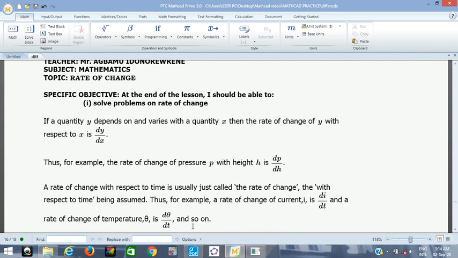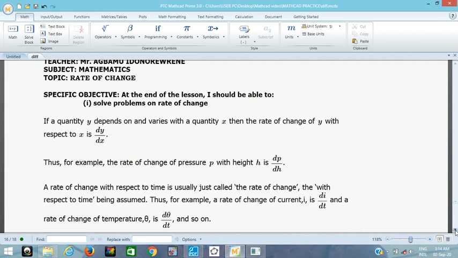The same thing with acceleration. We say acceleration is the rate of change of velocity. So when they say acceleration is the rate of change of velocity, what they mean is how is velocity changing with respect to time. So acceleration is change in velocity divided by change in time. So that is one of the introductions to rate of change.